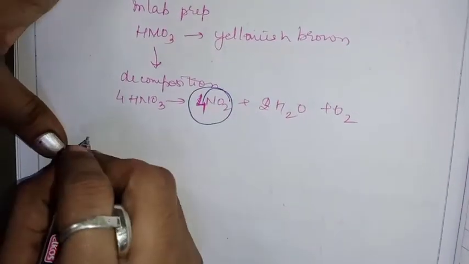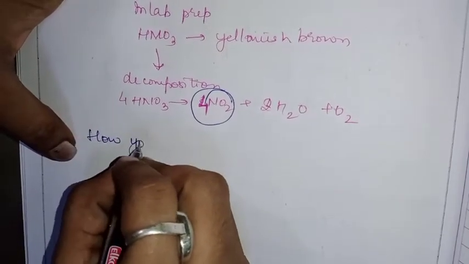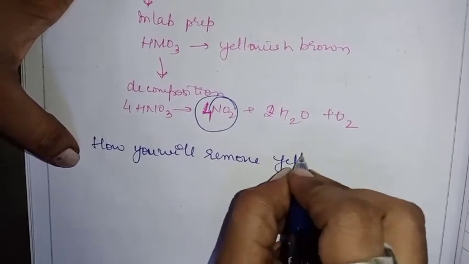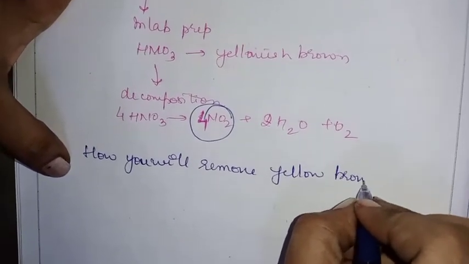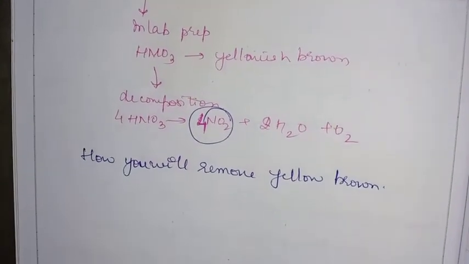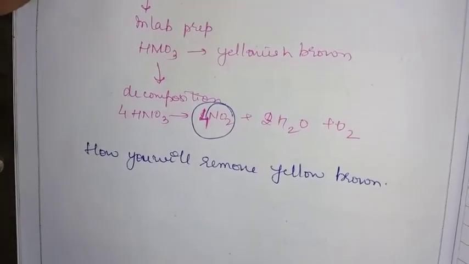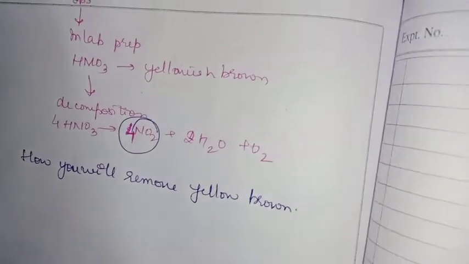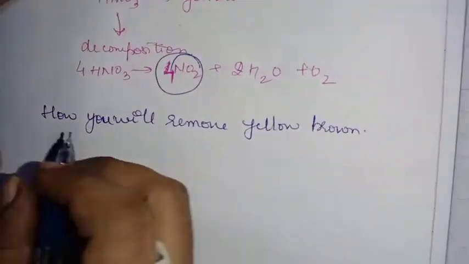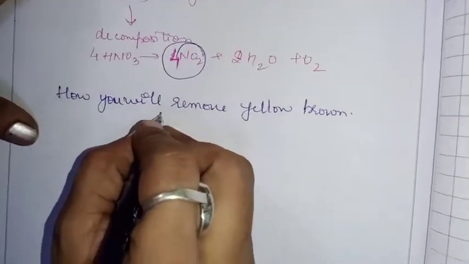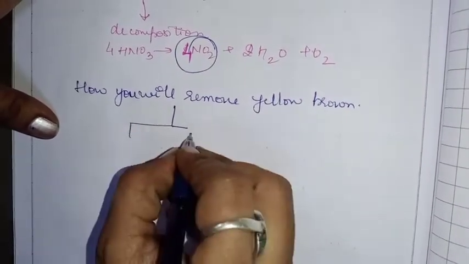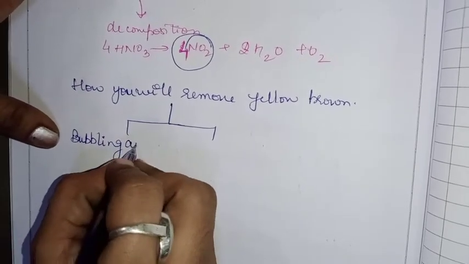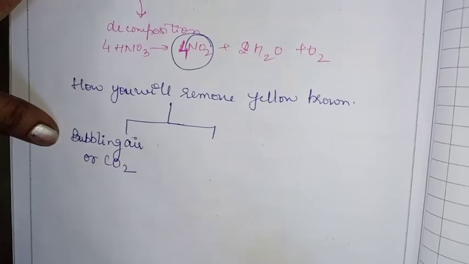Now how will you remove the yellowish brown tinge of the acid? Because pure nitric acid is colorless, we also want the same. It should be colorless when we are preparing. So there are two ways, children. The first way is by bubbling air or carbon dioxide gas.